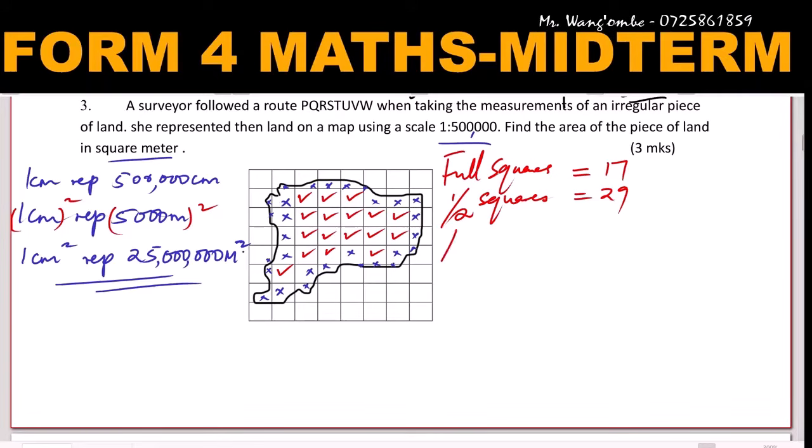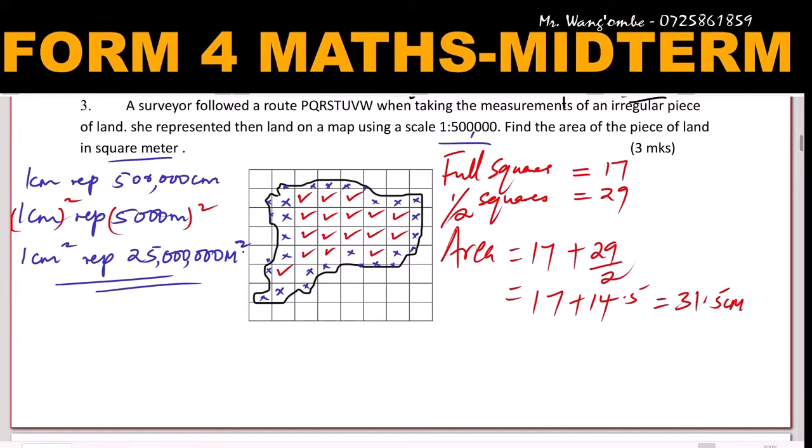So how do you get the area? The area is obtained by getting the full squares plus the half squares divided by 2. So this will give 17 plus 14.5, and this will give 31.5 centimeters squared. So that is the area in centimeters squared.